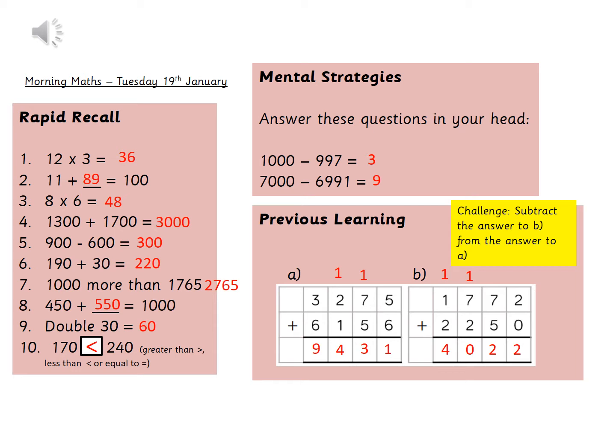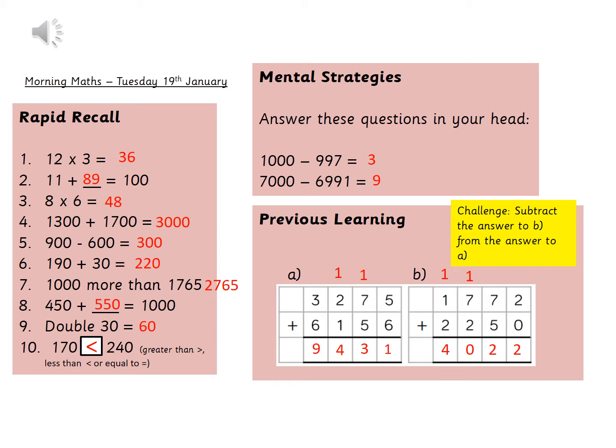Our mental strategies, we've got two questions similar to yesterday. So the first one is 1,000 take away 997. I wonder if you were able to count backwards to find out the answer. 999, 998, 997. So the answer is 3. The next one is 7,000 take away 6,991. Now if you count back 9 from 7,000, you will reach 6,991. So 9 is your answer.